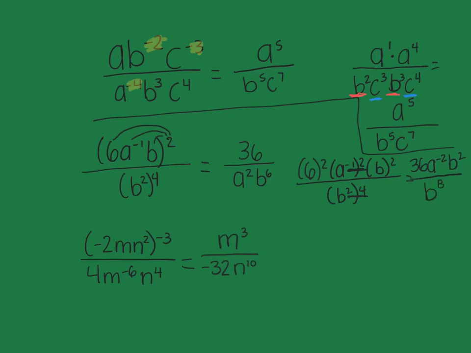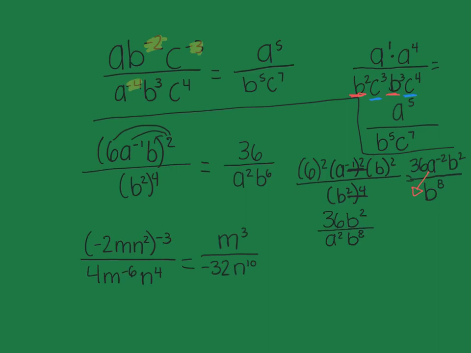Next, we are going to simplify this by getting rid of any negative exponents. So this a to the power of -2, I'm going to need to bring this down to the bottom of our fraction to make it positive. So then this would turn into 36 times b to the power of 2 divided by a to the power of 2 times b to the power of 8.